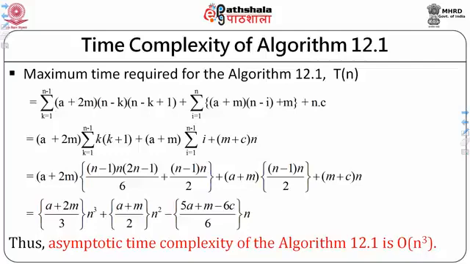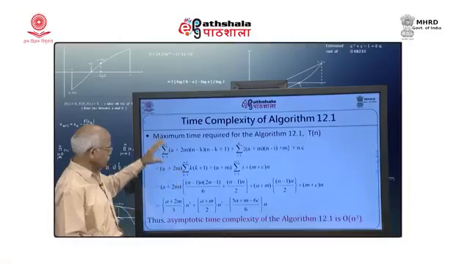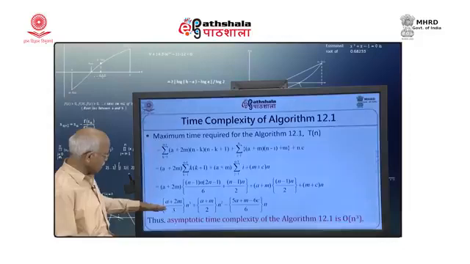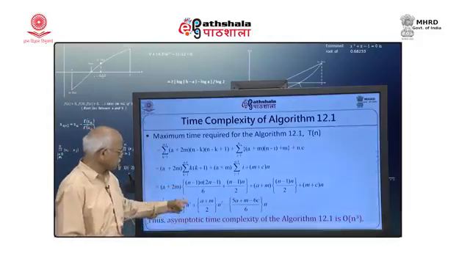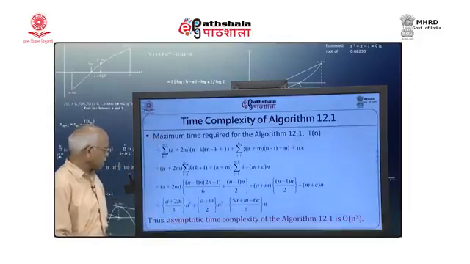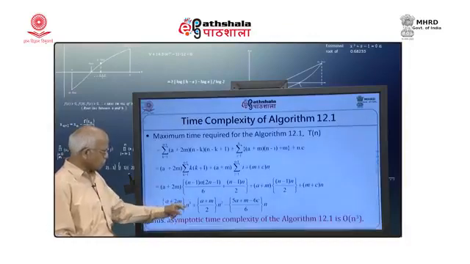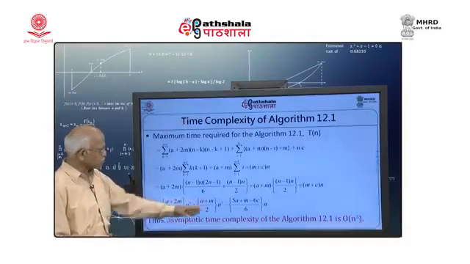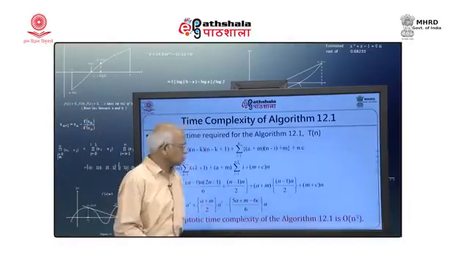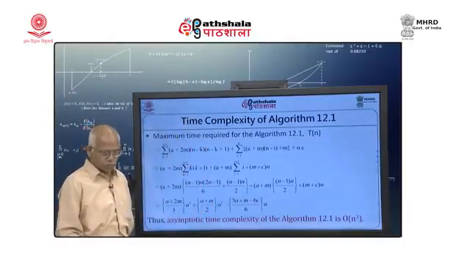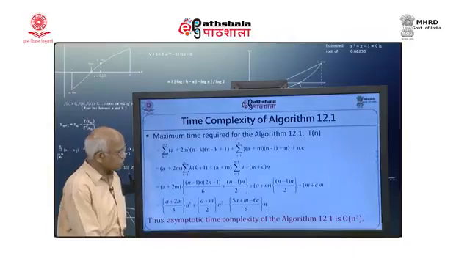This is for back substitution: A plus M into n minus i plus M, i equal to 1 up to n, because n elements we are computing by back substitution, and here n into C comparisons. That is what we will get, and on simplification I will get it like this. So this will have n cube, n square and n terms, and therefore the maximum power of n is cube, and therefore the asymptotic time complexity of algorithm 12.1 is order n cube. You can see that this is quite a big time complexity.